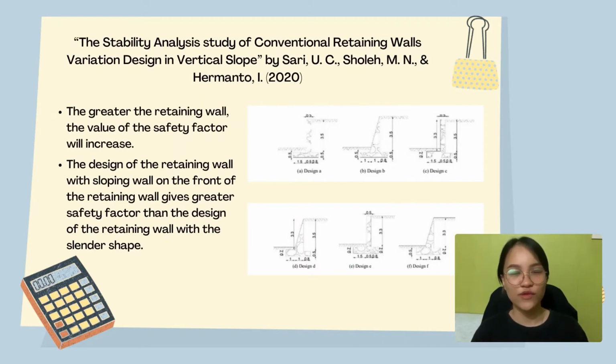As the outcome of the case study, the greater the retaining wall, the value of safety factor will increase. The outcome also says that the design of the retaining wall with a sloping wall in front of the retaining wall gives higher safety factor than the design of a retaining wall with a slender shape.